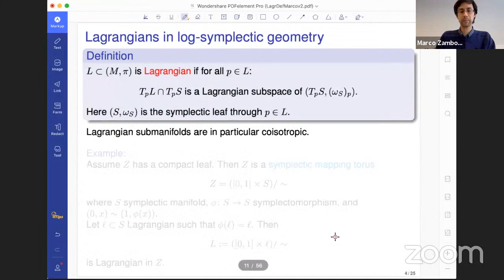So as I said, I want to look at Lagrangian submanifolds. There is a general definition of Lagrangians in Poisson geometry. I have it here. A submanifold is Lagrangian if you basically look at the intersection with the symplectic leaves. Morally speaking, the intersection has to be Lagrangian inside every symplectic leaf. Now the intersection is not necessarily clean with the symplectic leaves, so the definition is just the same statement, but at the level of tangent spaces.